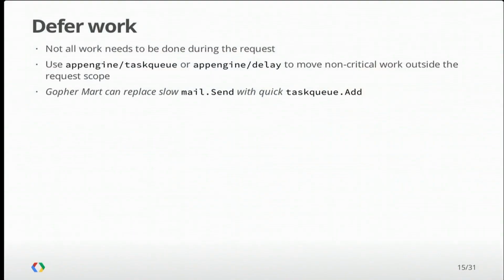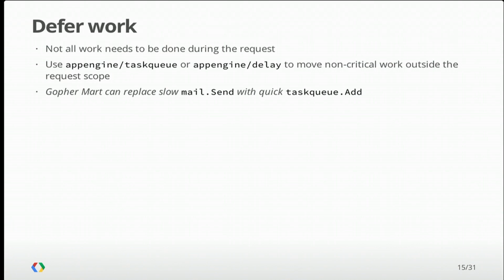First one is deferring work. Not all work needs to be done during the request. In our Gopher Mart situation, when the Gophers come up to the checkout and check out their items, they don't need the email of the receipt right then and there. They're going to take their cart out to their Gopher car, load up the Gopher boot with their Gopher brand, and drive to the Gopher home. It's going to take them a little while. So the importance of getting the mail out to them straight away is not so important.